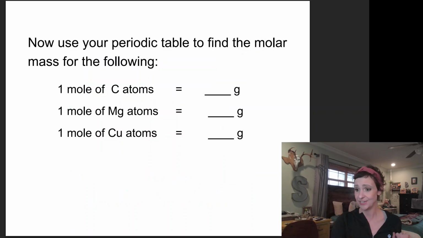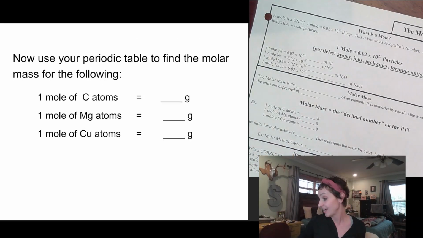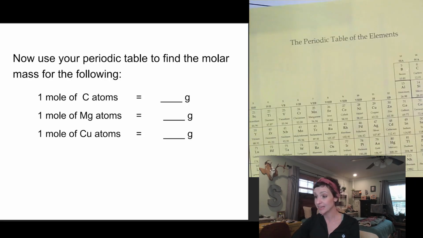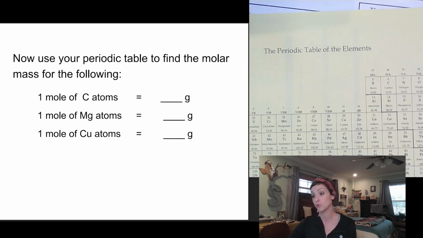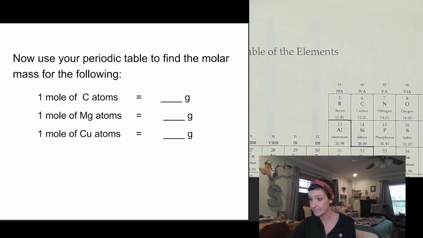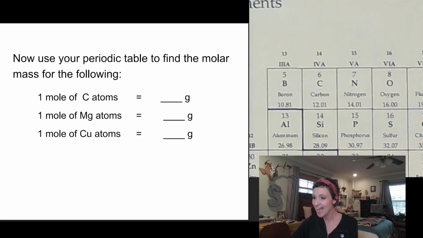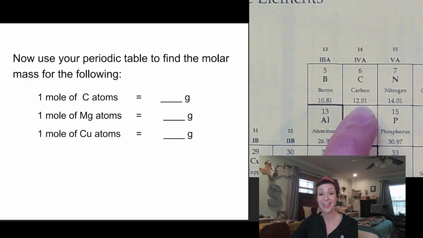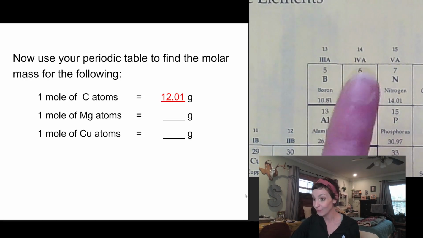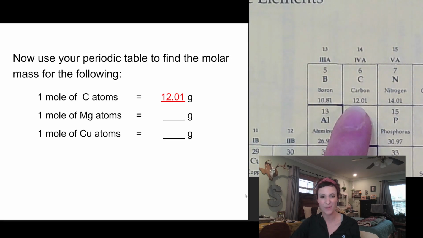Okay, so now we're going to practice using our periodic table to figure out if we can find these molar masses. I bet we can. I'm super excited. I have my periodic table right here, right now. So if I were to ask you, well, what is 1 mole of carbon atoms? How many grams would that be? You were like, great, well, I need to find carbon first on here. And I find carbon right there. Look at its decimal number. Boom. You guys, that is how many grams are in 1 mole of carbon atoms. 12.01. Look how smart we are.